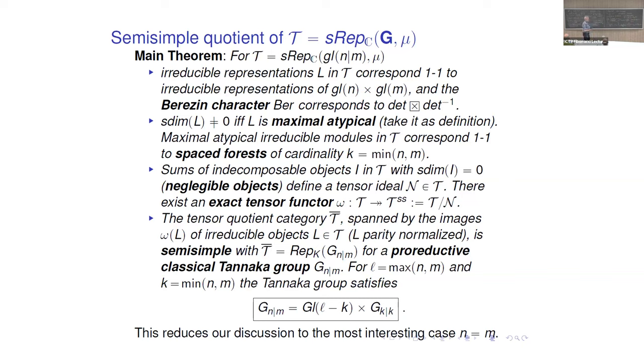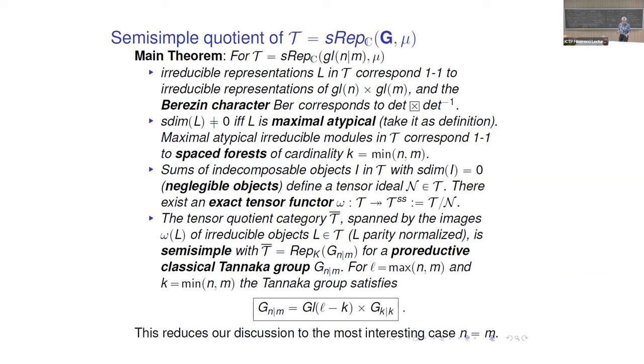So only maximal atypical representations survive. This was a conjecture of Katz, and it is proven by now. I do not go into the details here. So you see the top here is maximal atypical. These are the most complicated ones, and these are exactly the ones which make the category non-semi-simple.